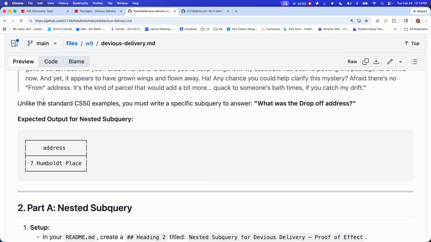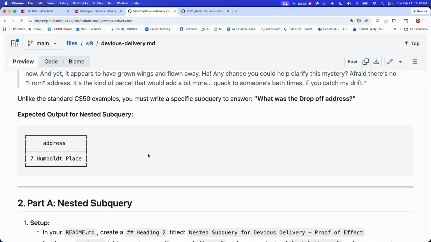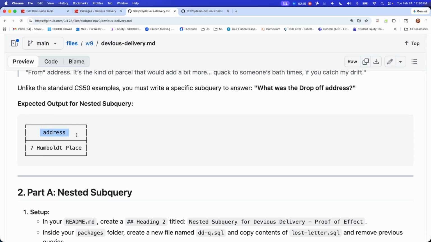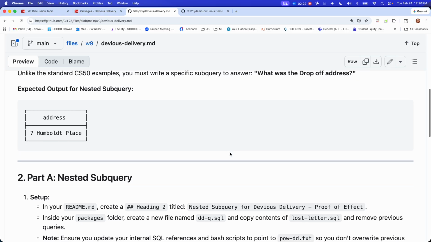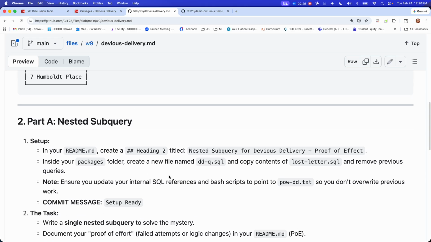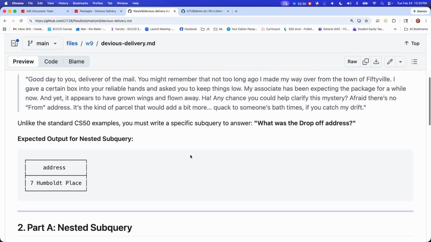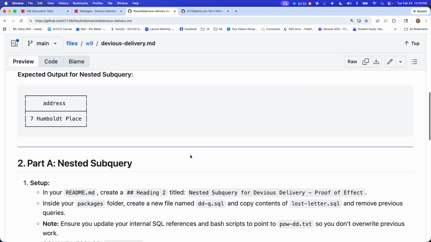So in this case, unlike CS50, what you will need to answer is: what was the drop-off address? We know it was dropped off because the database tells us, but here's the output of the nested subquery. When you get the correct answer there, you'll know that's what it is. Now on part two, oh sorry, this is actually the nested subquery requirements. I'm just showing you what is expected for the output.